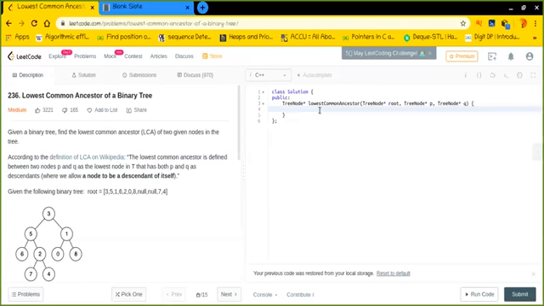So basically here we have the root node and two given nodes. If there is no root, this is our base condition, our edge case, then we should return None, telling that I have received an empty binary tree, so there is no such ancestor.